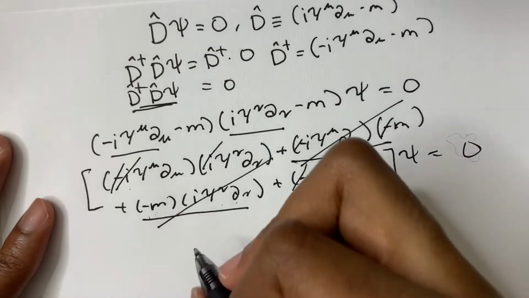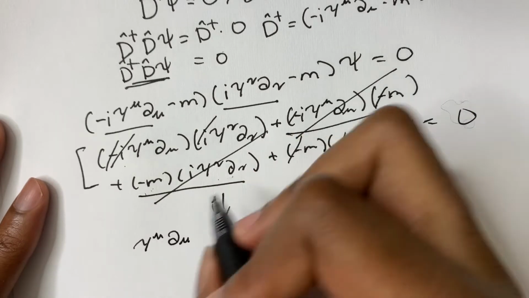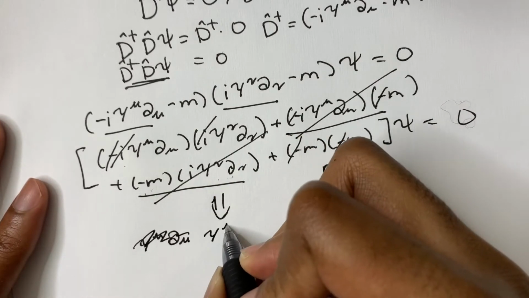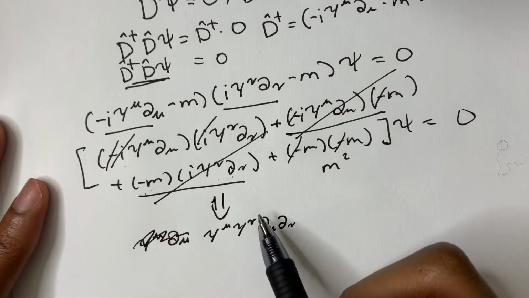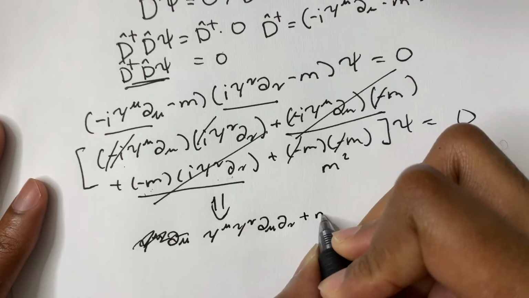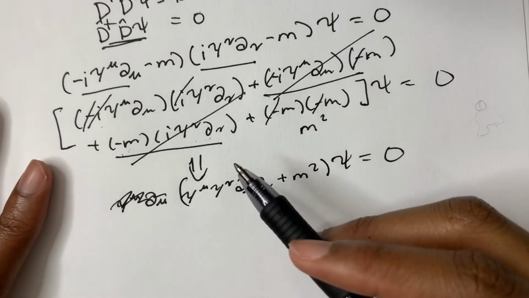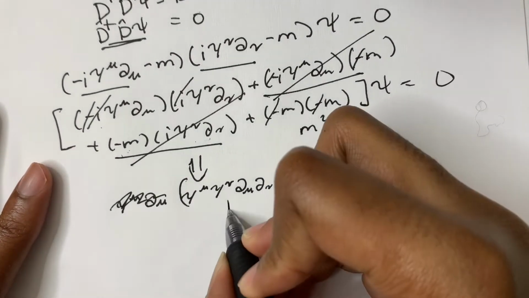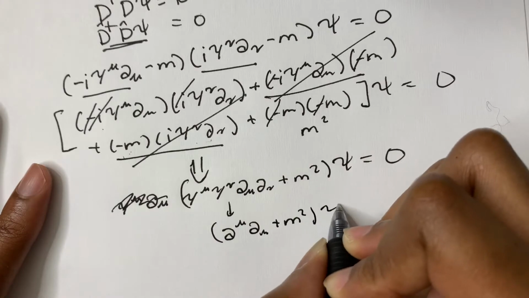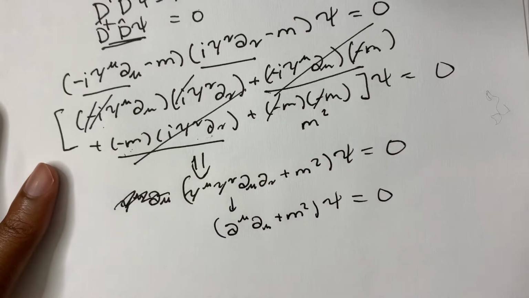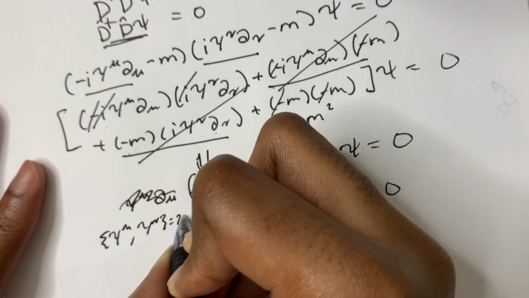What we have now is, let me just rewrite that, (∂_μ γ^μ ∂_ν γ^ν + m squared) times psi equals 0. And if you recall from our spacetime algebra video, this is the definition of the d'Alembertian, ∂_μ ∂^μ. You can justify this yourself by taking the anticommutator of the gamma matrices.